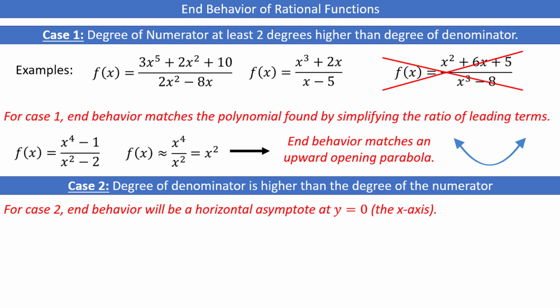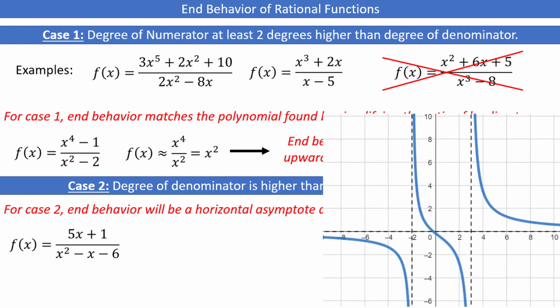For example, consider the rational function f of x is equal to 5x plus 1 divided by x squared minus x minus 6. The degree of the numerator is 1, and the degree of the denominator is 2. For this reason, we have case 2, which indicates that the end behavior will be a horizontal asymptote at y equals 0, which is the x-axis. Graphically, here is what the function looks like. We can see that as we approach positive infinity, the graph approaches y equals 0, the x-axis, and as we approach negative infinity, the graph also approaches the x-axis.